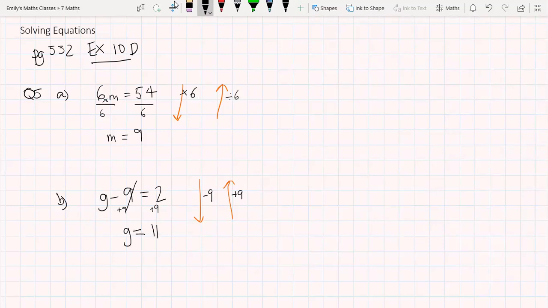So that's enough of exercise 10D. These are the one-steps, and you can look at them and work them out because you go, what do I start with? Take away 9 and it leaves me 2. The answer is 11. I need to begin with 11.